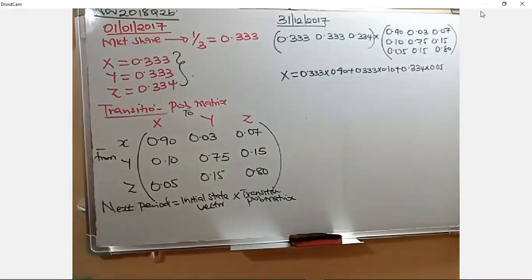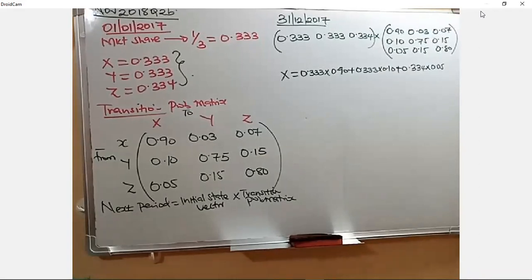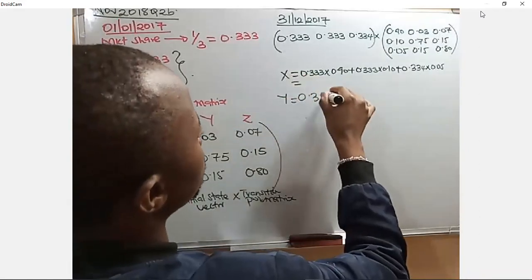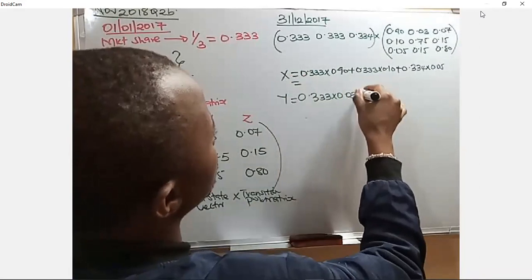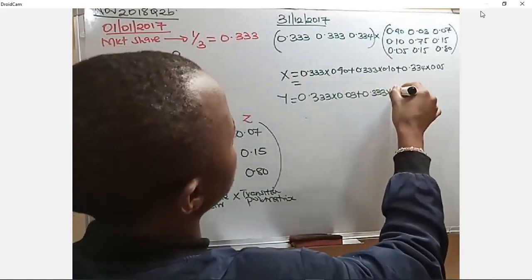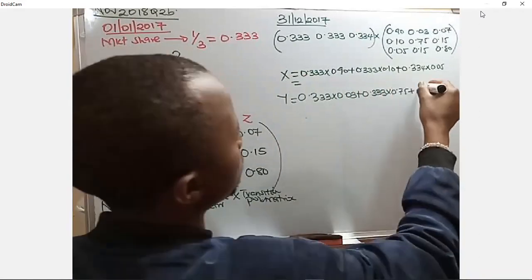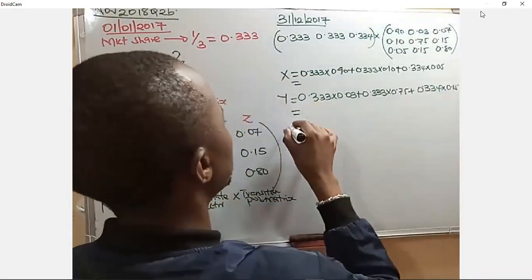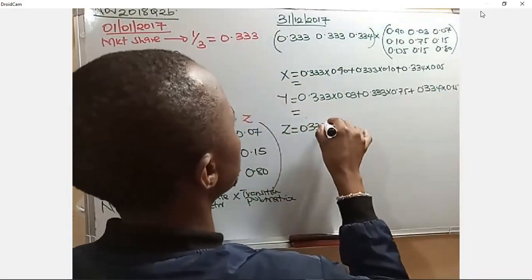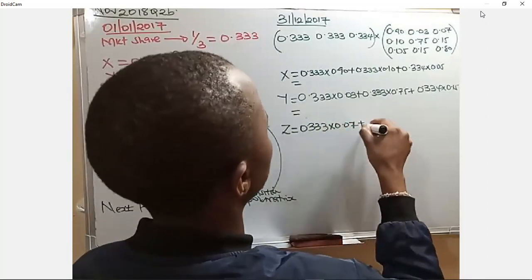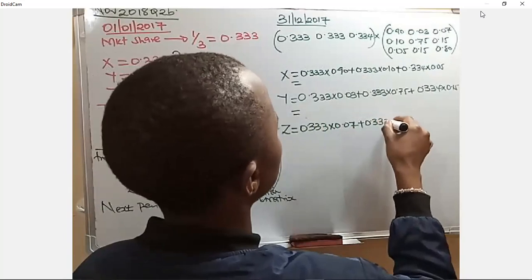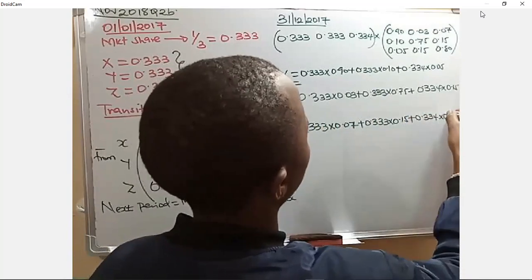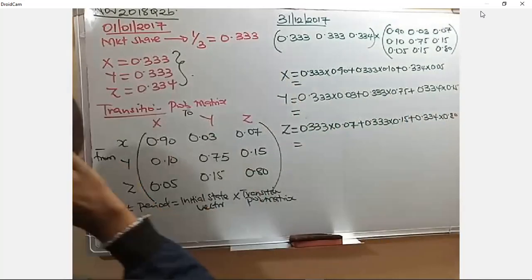Are you there? Yes. So you're going to be getting that one. Then we go to Y, where it is 0.333 times 0.03 plus 0.333 times 0.75 plus 0.334 times 0.15. Then to get for Z, 0.333 times 0.07 plus 0.333 times 0.15 plus 0.334 times 0.80. Then we look at how much we are getting there again.